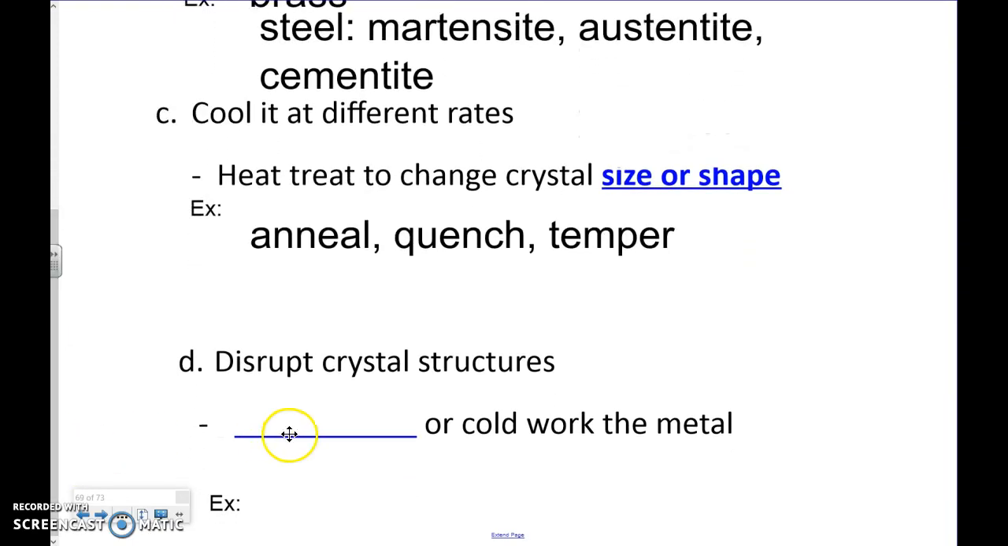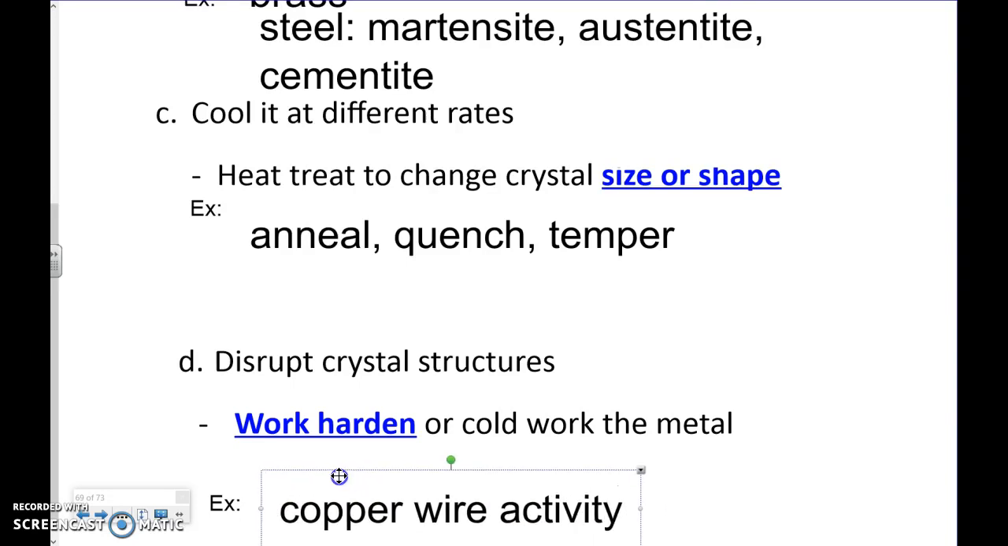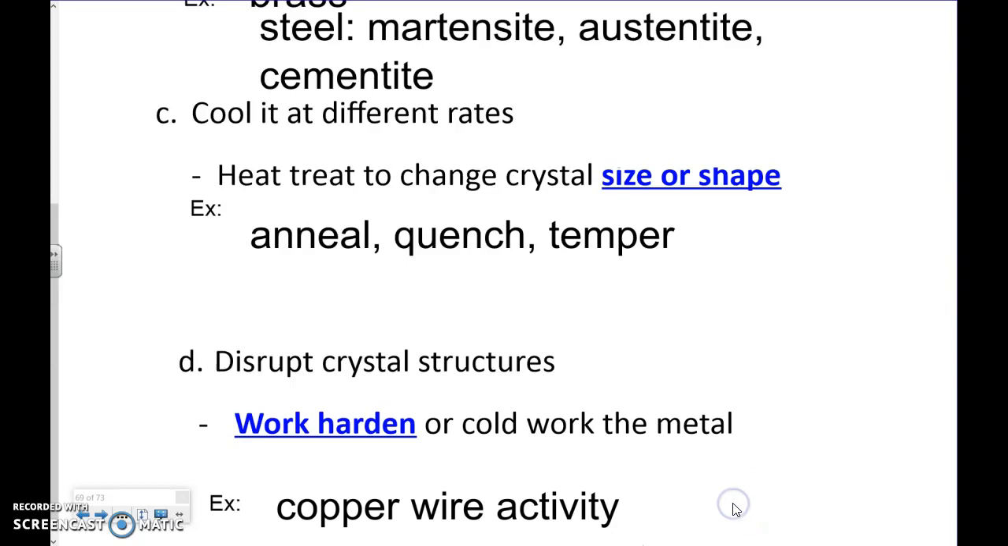The last way we can change the properties of metal is to disrupt that crystal structure. In other words, work harden. This is what we did with our copper wire activity. Remember, we made that metal a lot harder to work with this time.